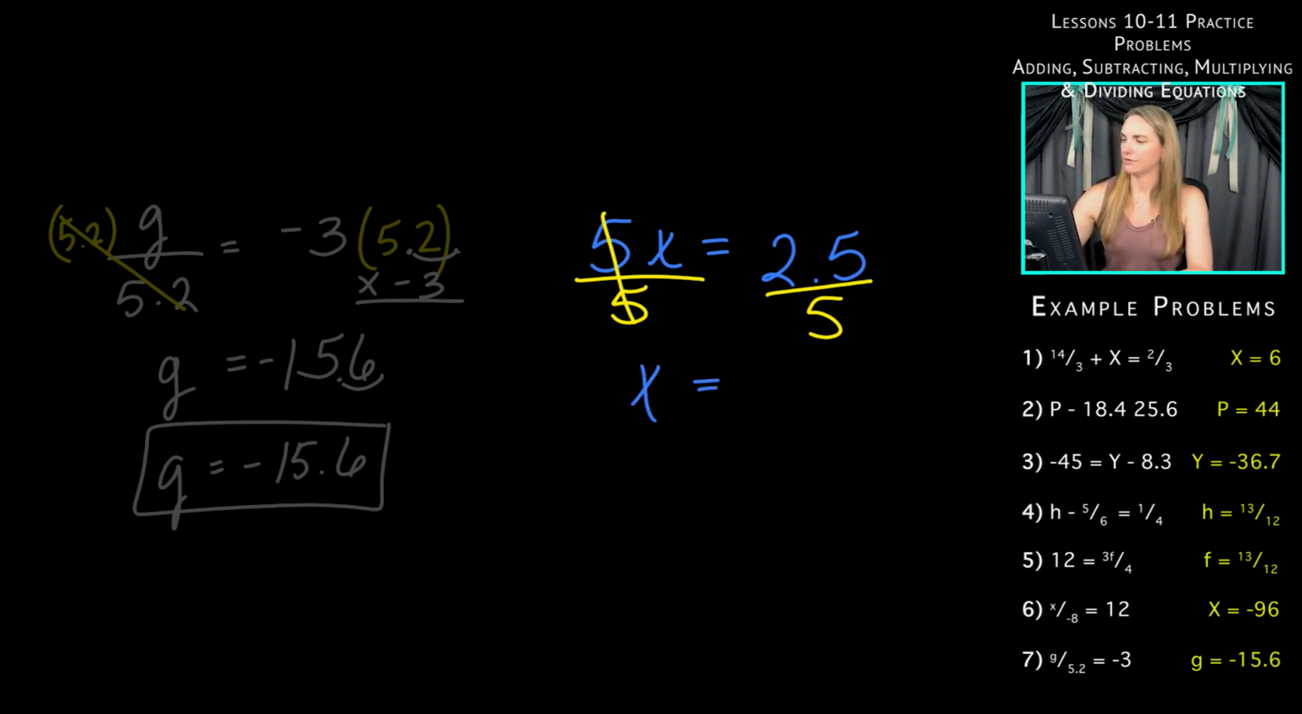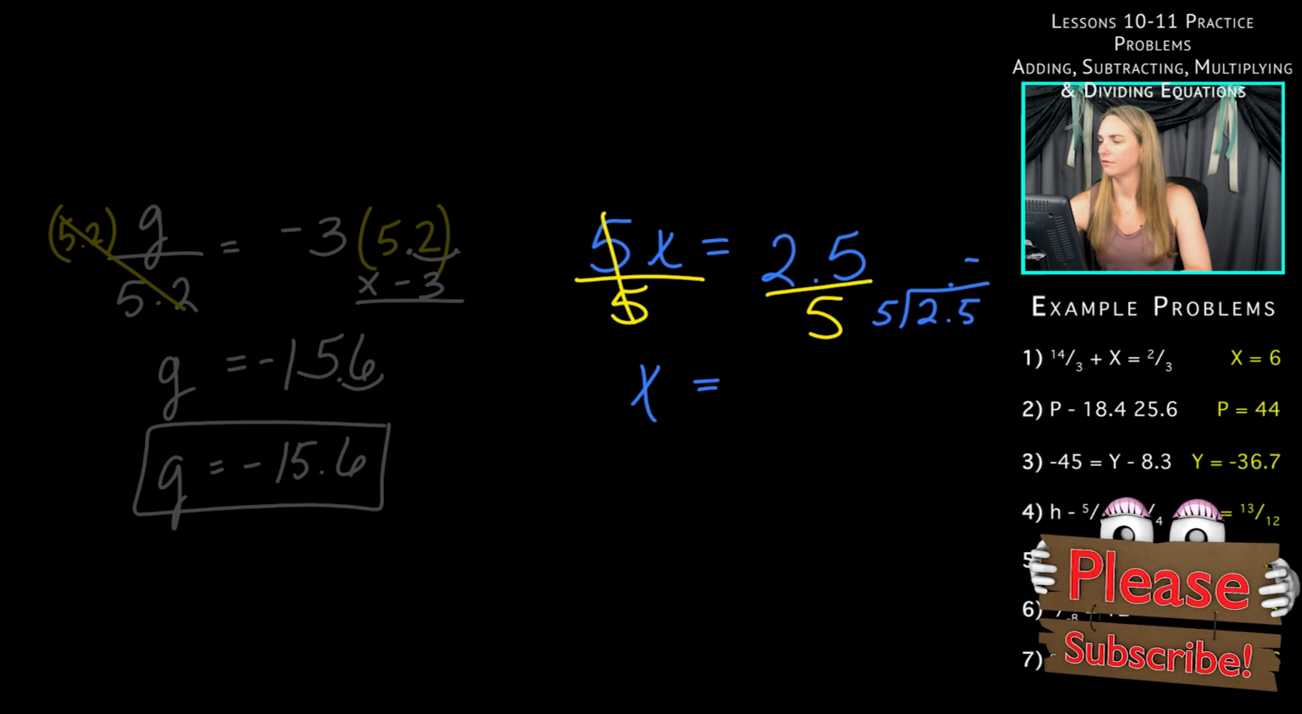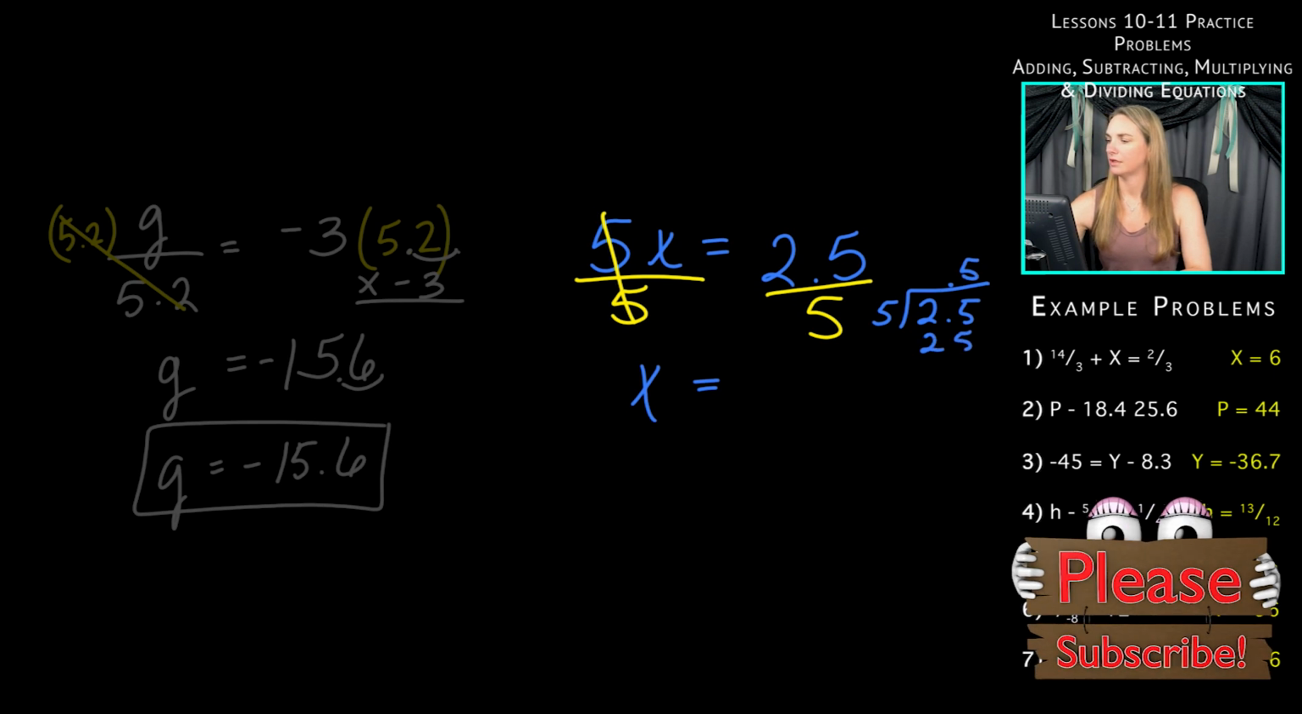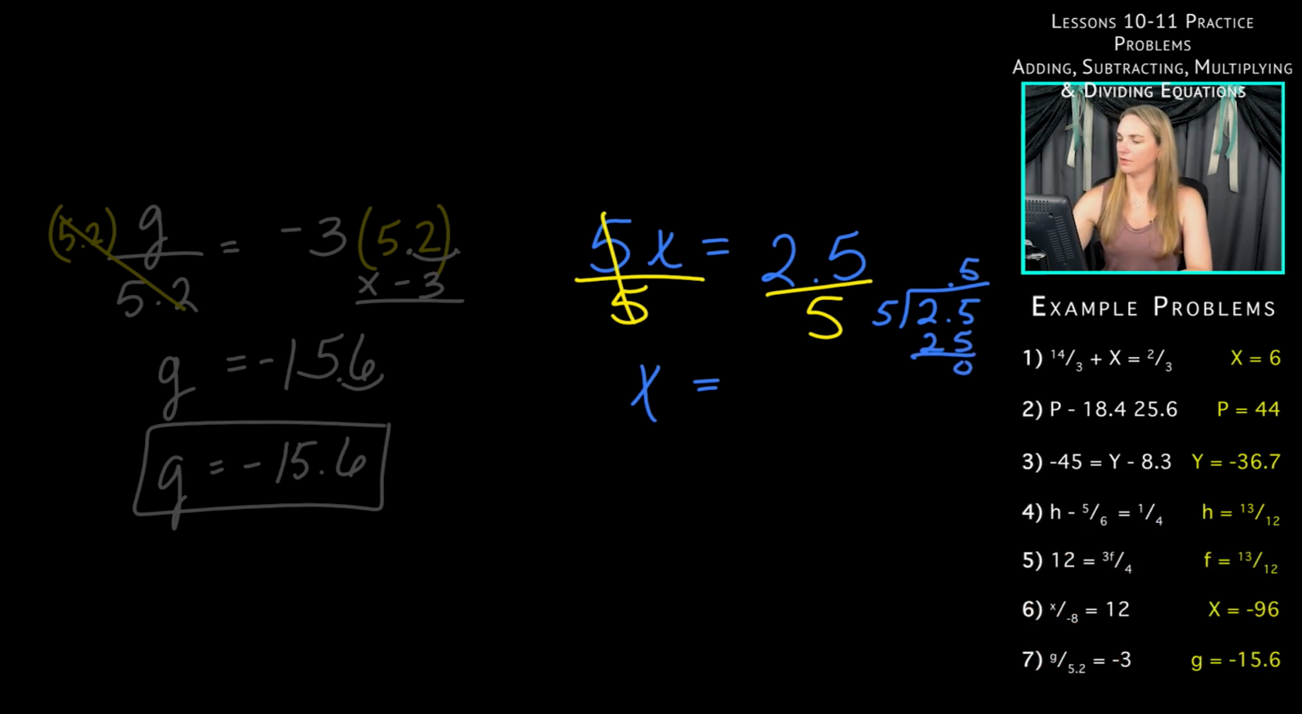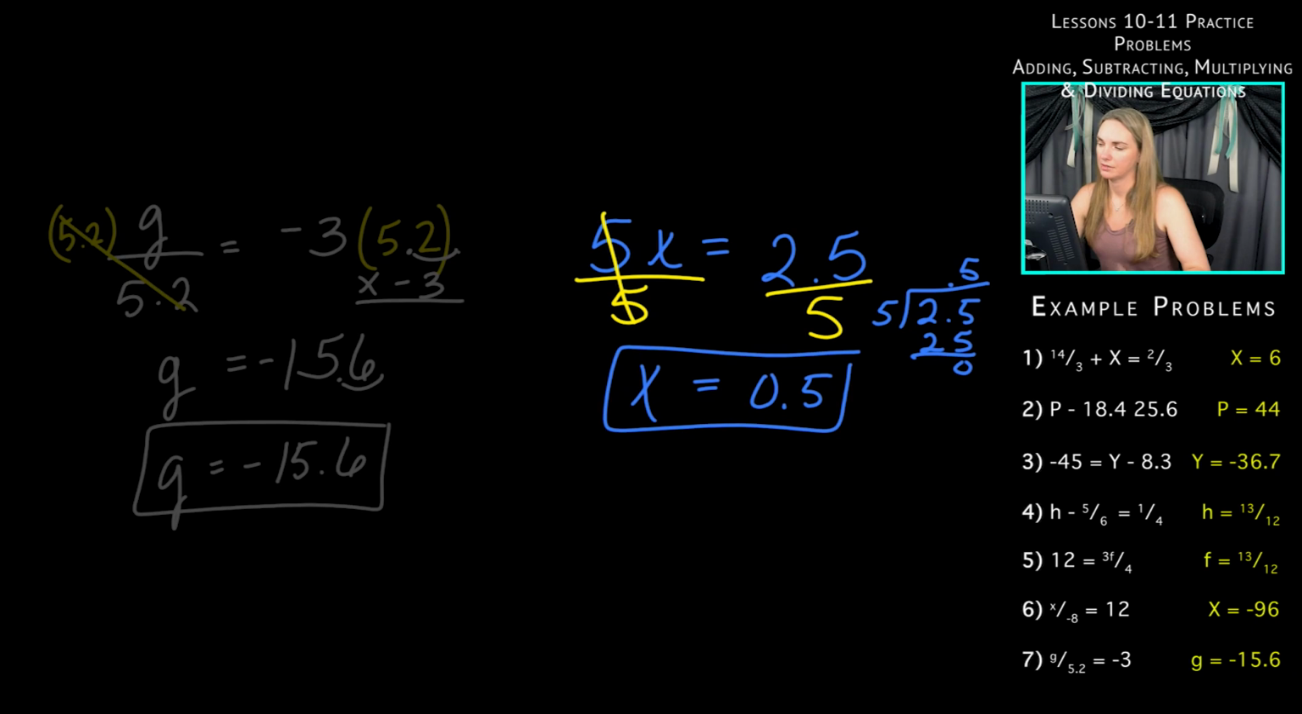And then 2.5 divided by 5, if I want to write it out, again, bring your decimal straight up. 5 goes into 25 5 times. Okay, now I have 0.5. And they're both positive, so my answer is positive.